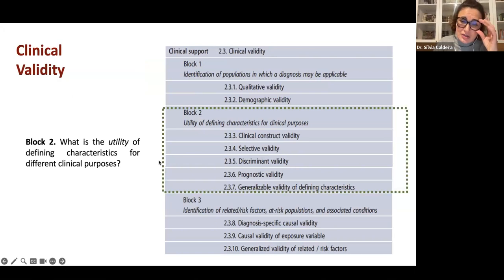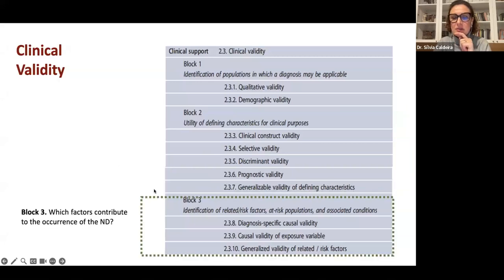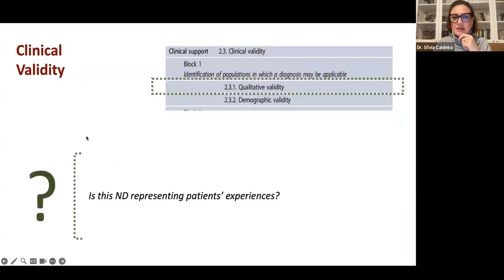In block 2, what is the utility of defining characteristics for different clinical purposes? Now you are thinking on clinical validity: selective, discriminant, prognostic, and generalizable validity. And we will see what is the meaning of this. And in block 3, which factors contribute to the occurrence of the nursing diagnosis? This is a more robust question, because you are searching for the factors that make that happen. This is really important, and we need more research on this.